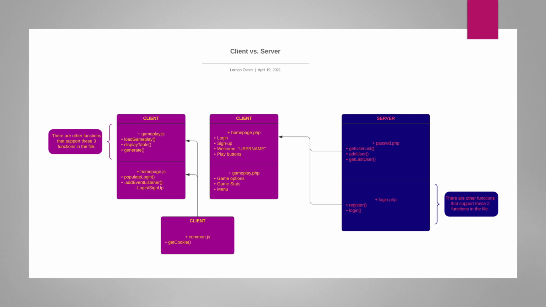For the backend work, the homepage.php uses the password.php to get the users list, add a user, and get the last user. For the login, it also uses the register and login functions. Gameplay.js and homepage.js use common.js to get cookies to save and add.